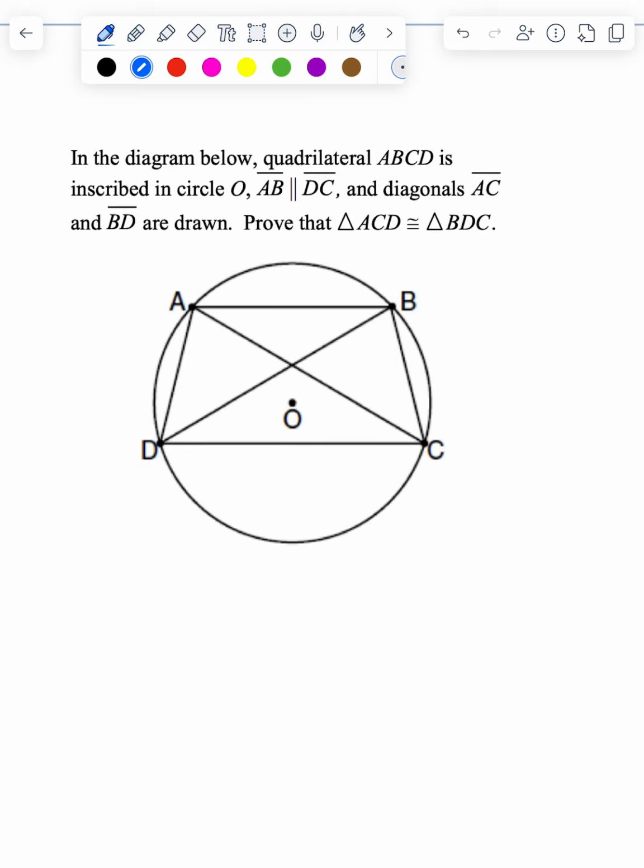Moving along, we have quadrilateral ABCD inscribed in circle O. We're told that AB is parallel to DC, and diagonals AC and BD are drawn. We need to prove that triangle ACD, that's this triangle over here, is congruent to triangle BDC. That's this triangle over here.